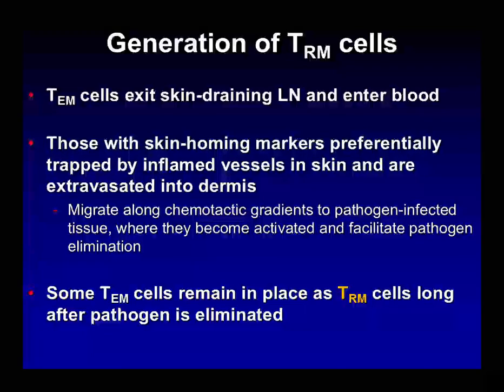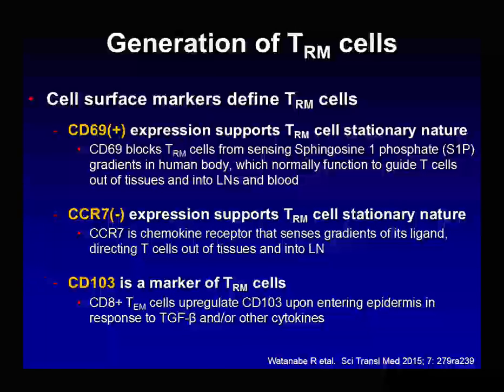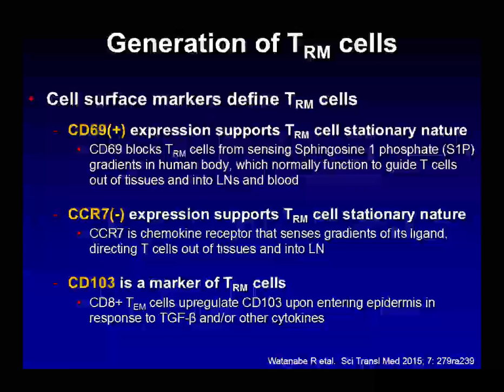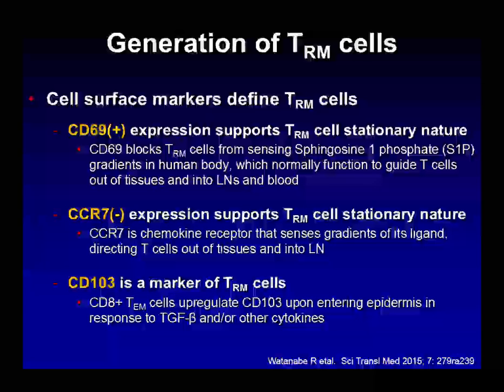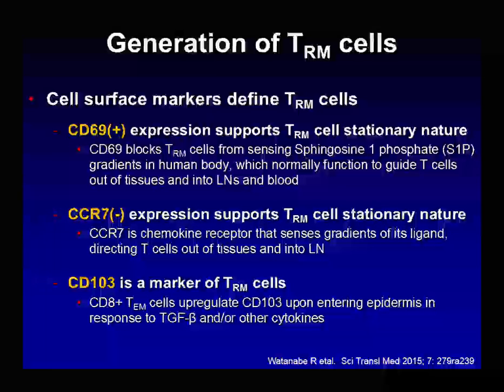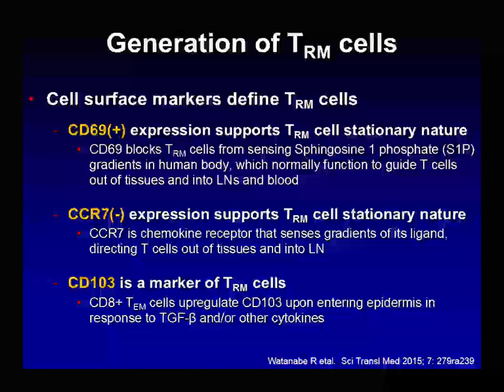And it is the expression of certain cell surface markers that define these cells as resident memory cells. For one, skin-resident memory T cells express CD69. And CD69 inhibits these cells from sensing sphingosine-1 phosphate gradients. And under normal circumstances, these gradients help guide T cells out of a peripheral tissue back into the lymph nodes in the blood. So CD69 blocks the ability of T cells to follow that gradient, and they become stuck in the skin.